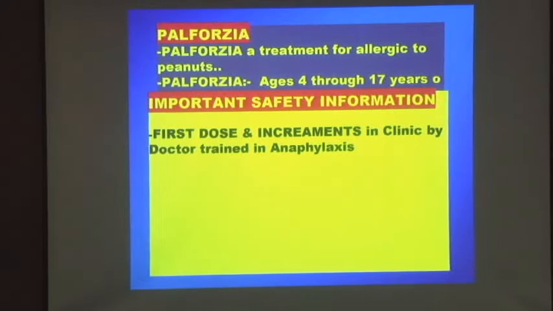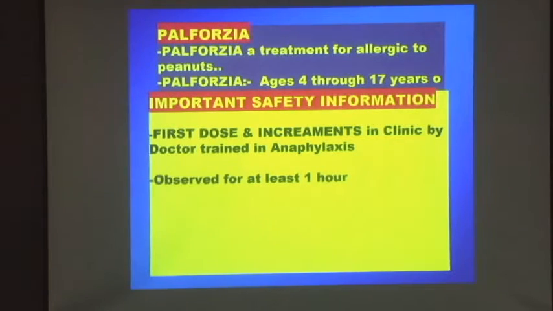But the important thing is it has to be given in a clinic by a doctor who is trained to treat anaphylaxis, because sometimes adrenaline has to be given and there can be anaphylaxis. So the first dose must be given in the clinic only. And I'll discuss the later doses in my next slide.